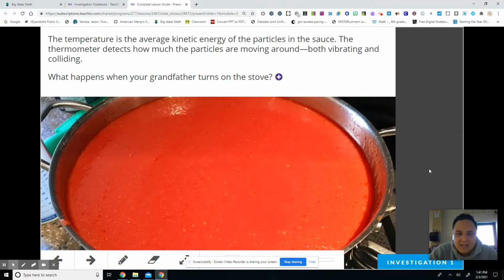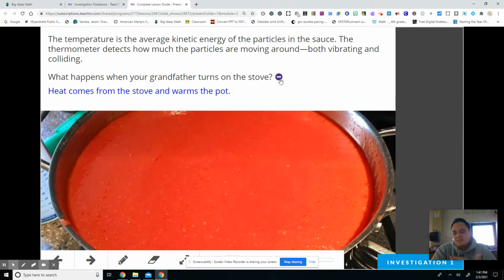So temperature is the average kinetic energy of particles in the sauce. Remember, kinetic energy is moving particles. So the thermometer detects how many particles are moving around. Either they're vibrating slowly or they're colliding into each other and bouncing off each other. Okay? What do we think is going to happen when the grandfather turns on the stove?